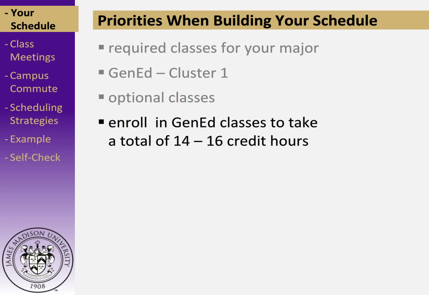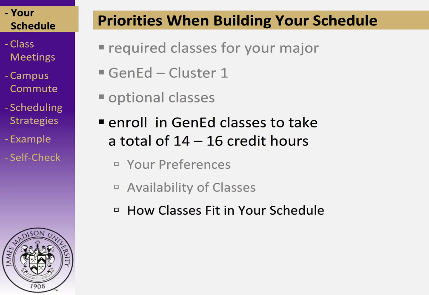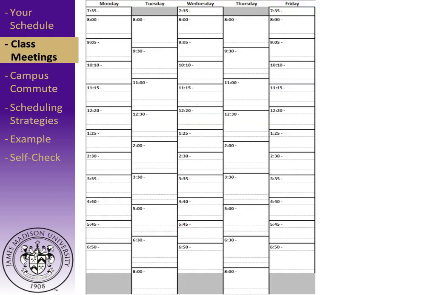To complete your schedule, you will enroll in Gen Ed classes. Choose these Gen Ed classes based on your preferences on your enrollment worksheet, availability of classes, and how the available classes fit around what you have already scheduled. As you schedule your classes, utilize the Daily Schedule Planner to help you keep track of what you enrolled in for the semester. The Daily Schedule Planner shows the start times of all classes at JMU.